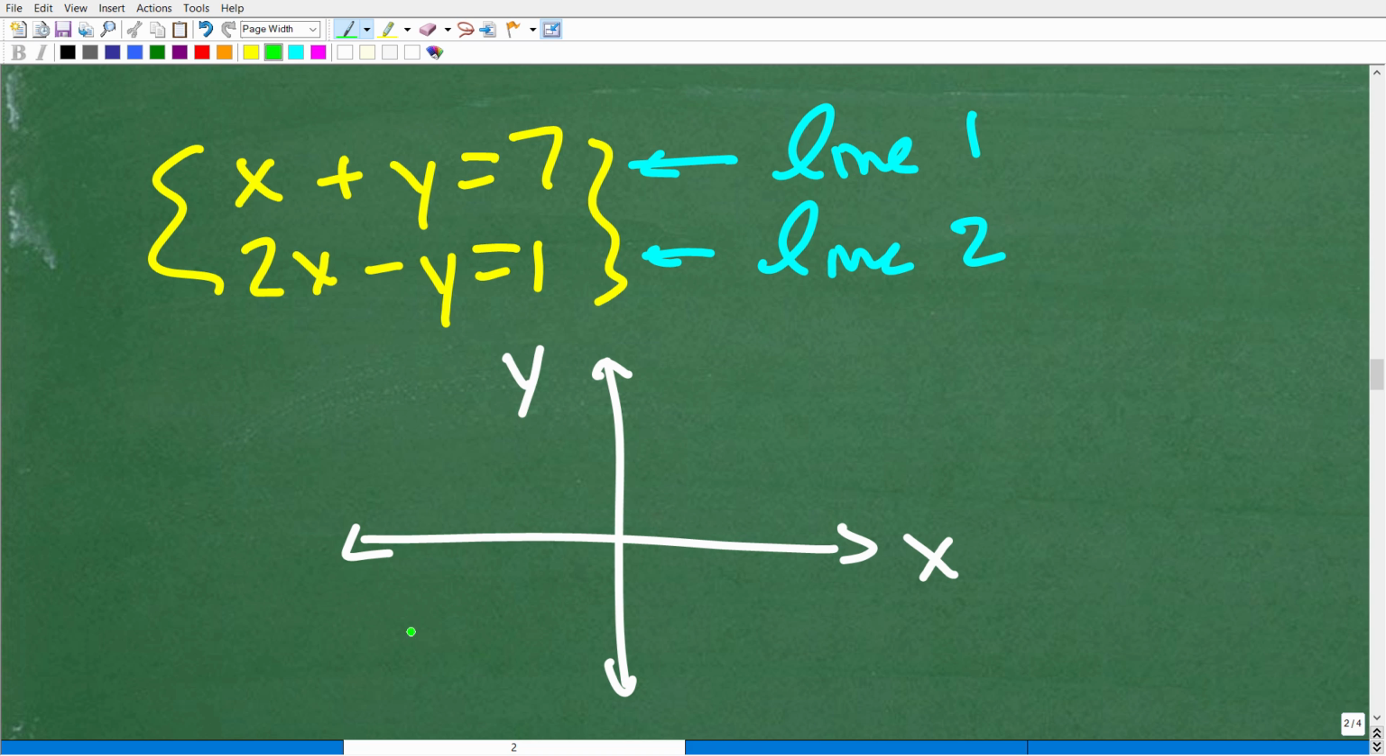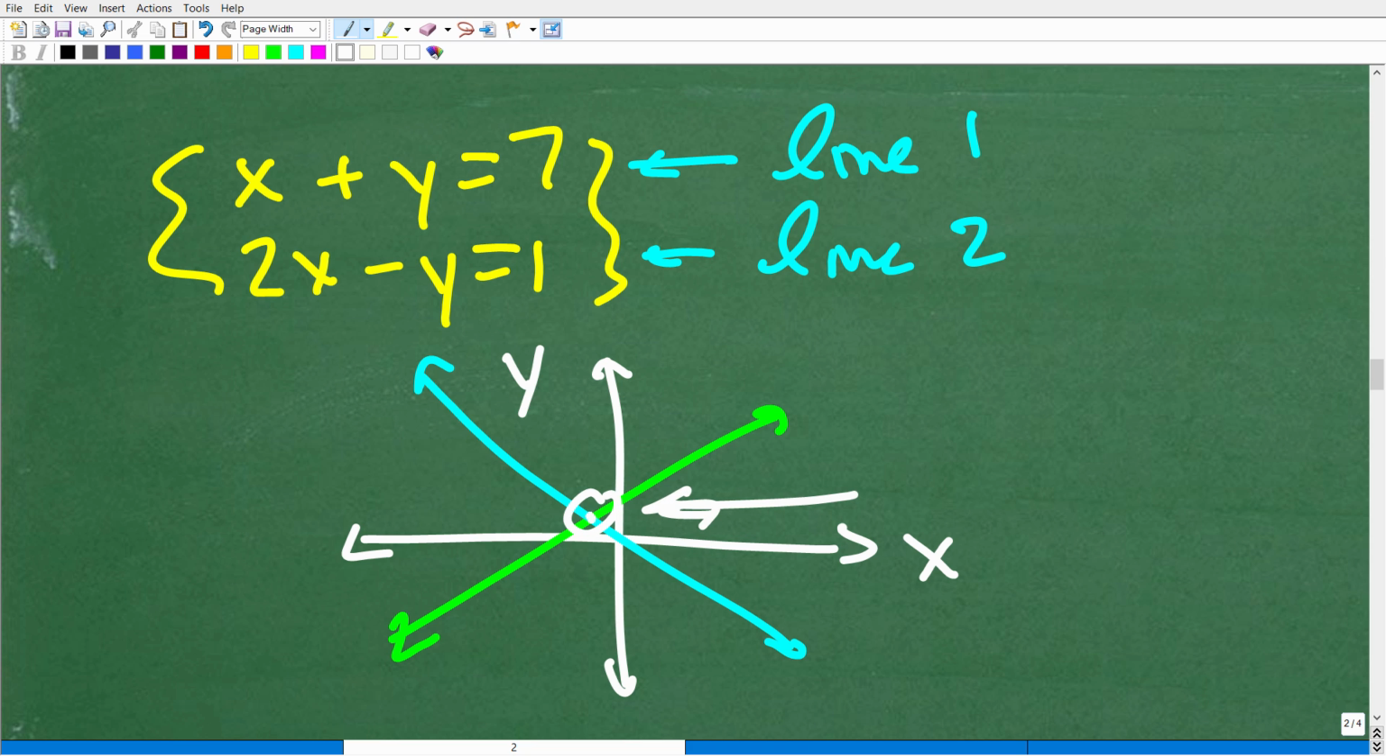And if I was to graph these respective lines like so, what I'm looking for is the intersection of these 2 points. Graphically, where these 2 lines cross, the xy point is in fact the solution. Okay, that ordered pair is a solution to a linear system.